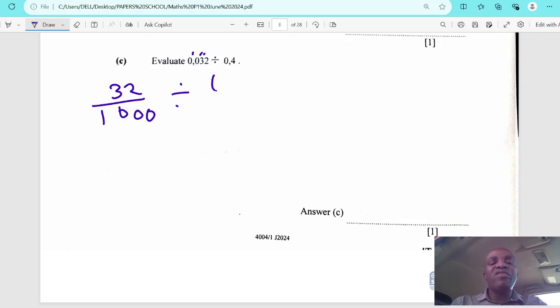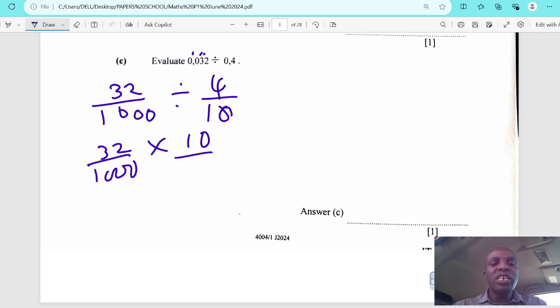Then you say divided by 4 over 1. Then how many numbers after the comma? It's 1. So you put 1 zero. If there were 2 numbers, 2 zeros. 4 numbers, 4 zeros. 5 numbers after the comma, 5 zeros. In that order. Right. Then 32 over 1000. This one you can simplify. Let's just invert. Introduce multiplication, then invert. Invert this one is 10 over 4. Then divide.